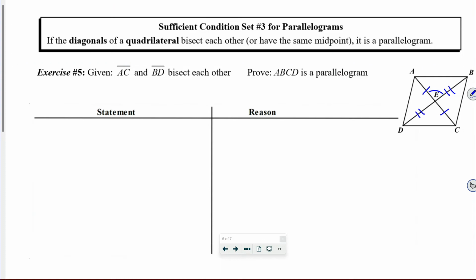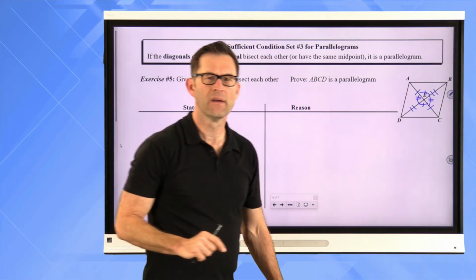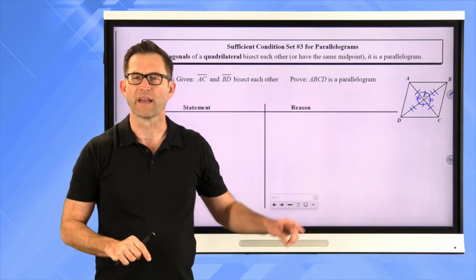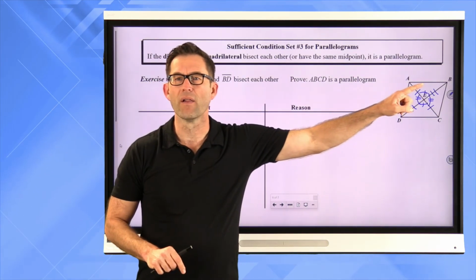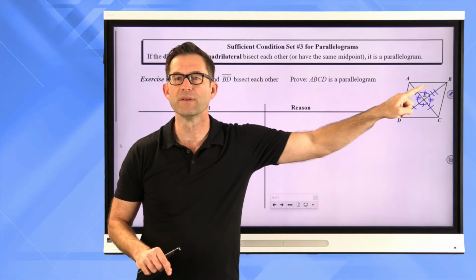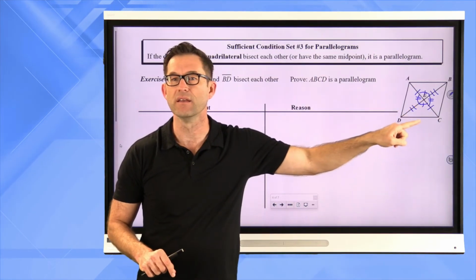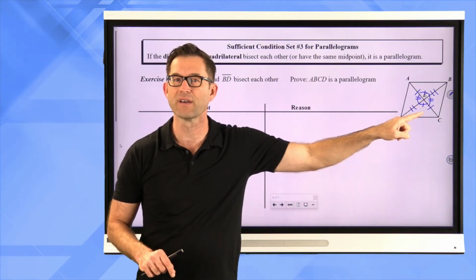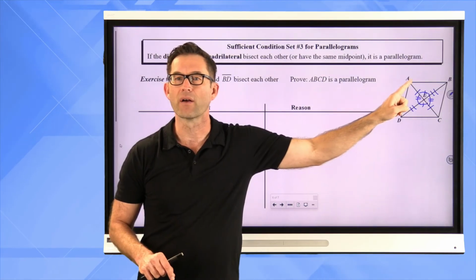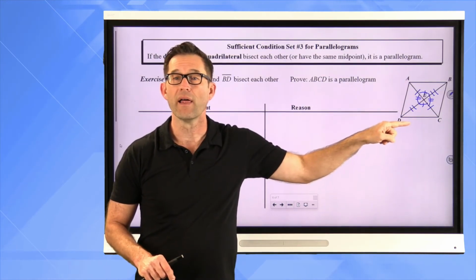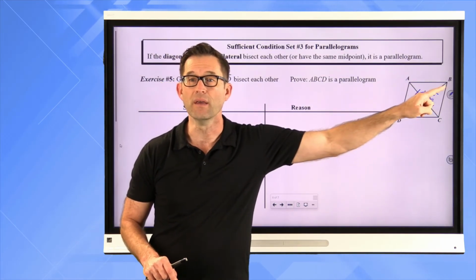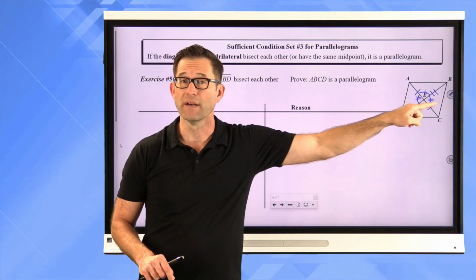Okay, how about up here? There we go. That angle is congruent to that angle because they're vertical angles, and that angle is congruent to that angle because they're vertical angles. So think about this for a second. I can now prove that triangle AEB, the one on the top, is congruent to triangle CED, the one on the bottom, by side angle side. I can prove that triangle AED, the one on the left, is congruent to triangle CEB, the one on the right, also by side angle side.